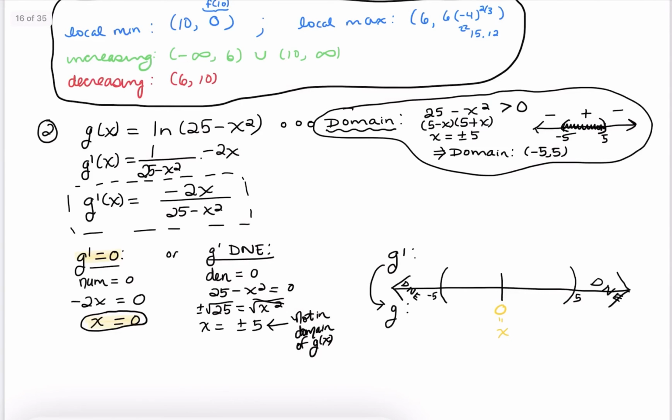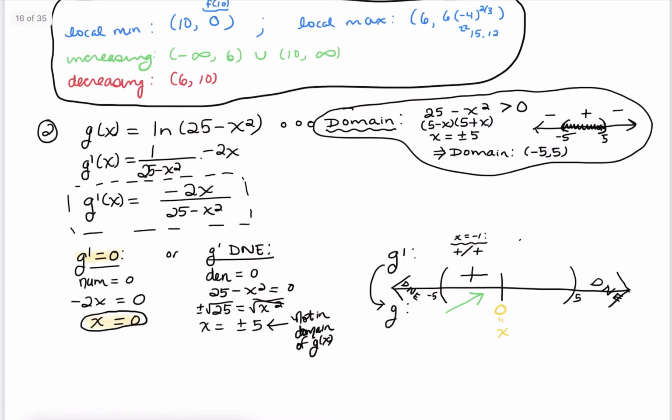All right, subbing in something between -5 and 0 would be something like -1. And so we're subbing that into our G prime rather. So -2 times -1 is going to be positive in the numerator, divided by 25 minus 1. -1 squared would be 1, would be positive. Positive over positive is positive. And so if I am positive in the derivative, that meant the original function was increasing.